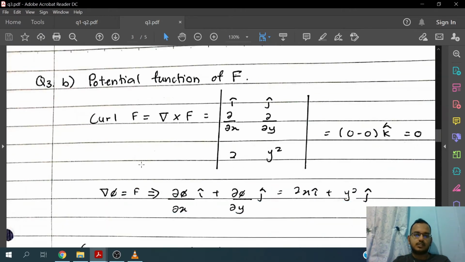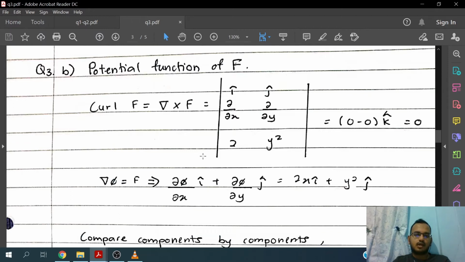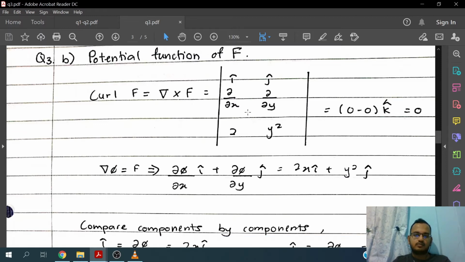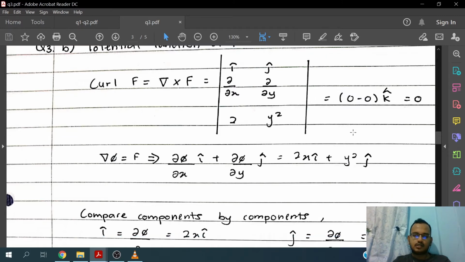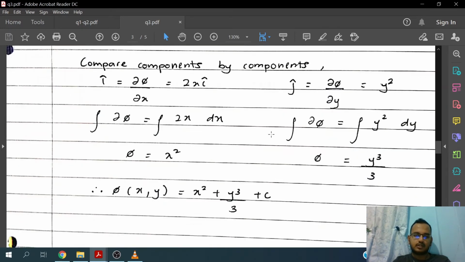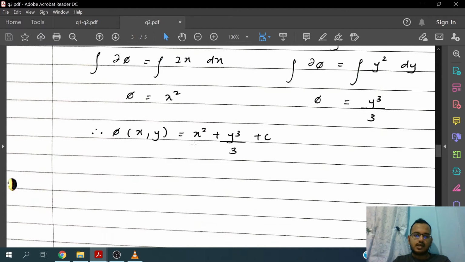As for question 3b, we have to find the potential function of f. For this question, we use this formula to solve the problem. As you can see, the values are already substituted, and we solve step by step until getting the final answer, which is x squared plus y cubed over 3 plus c.